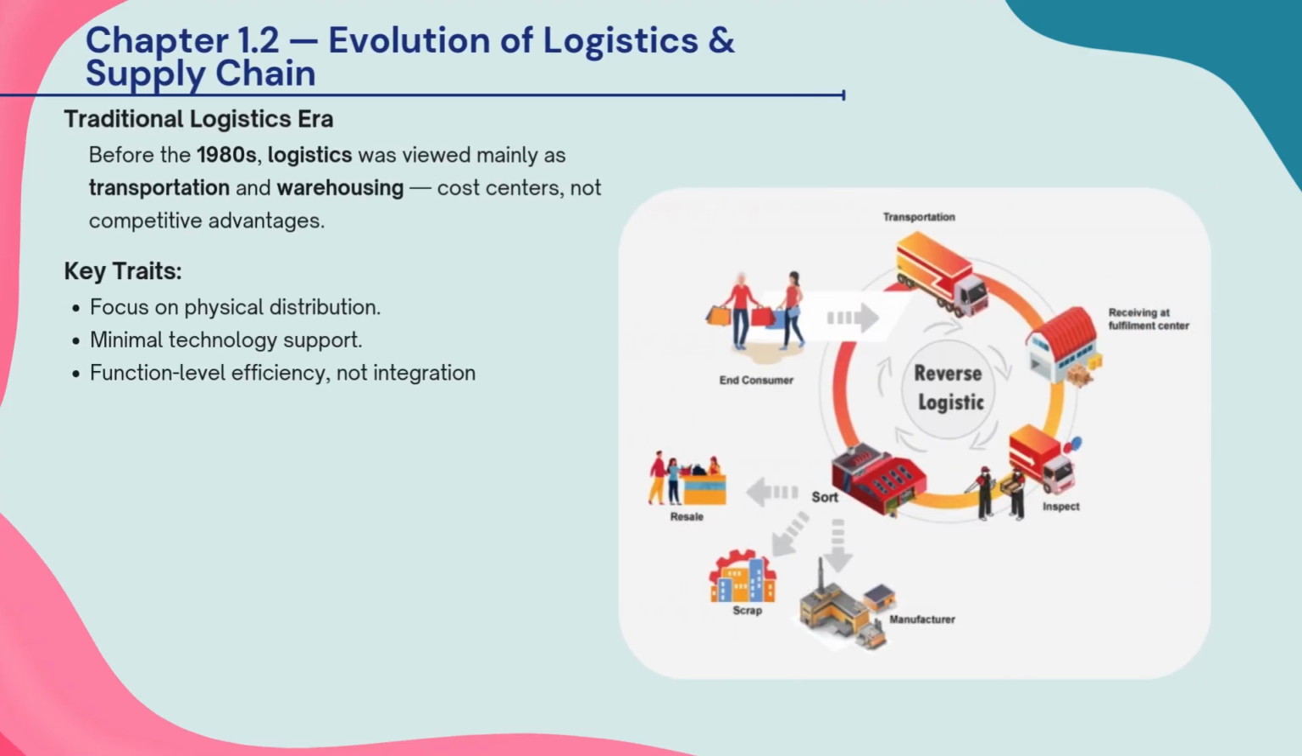Earlier, before the 1980s, logistics was seen only as transportation and warehousing. Companies treated it as a cost center, not a competitive advantage. The main focus was on physical distribution. There was very little use of technology, and departments worked separately without much integration. Efficiency was measured at function level, not across the full supply chain.